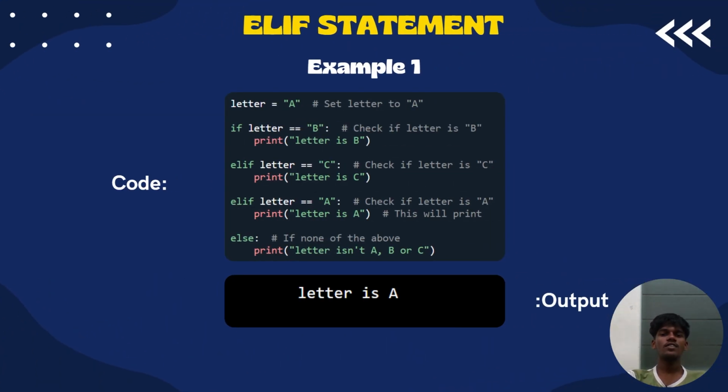Here is example 1 of the elif statement. Letter is A. If letter is equal to B, print letter is B. Elif letter equal to C, print letter is C. Elif letter is equal to A, print letter is A. Else, if none of the above, print letter isn't A, B or C. Here the output is letter is A.